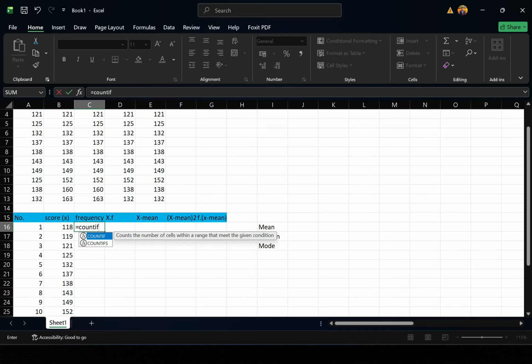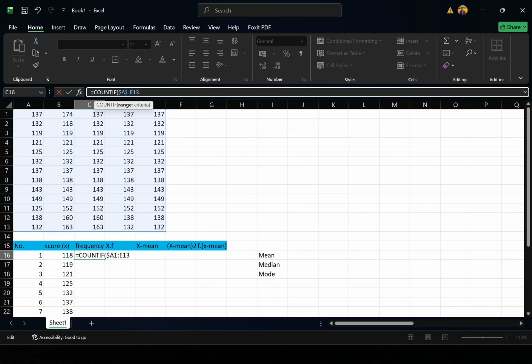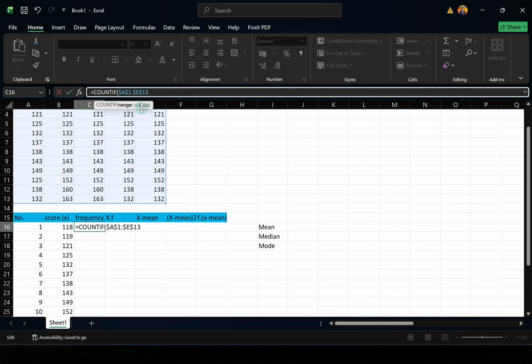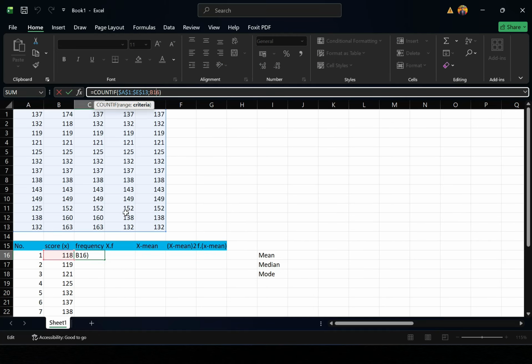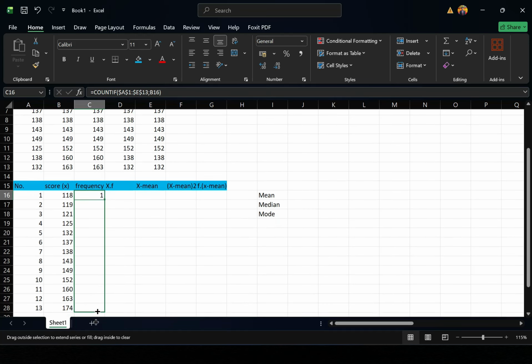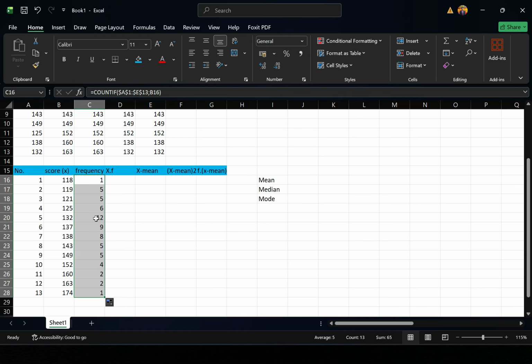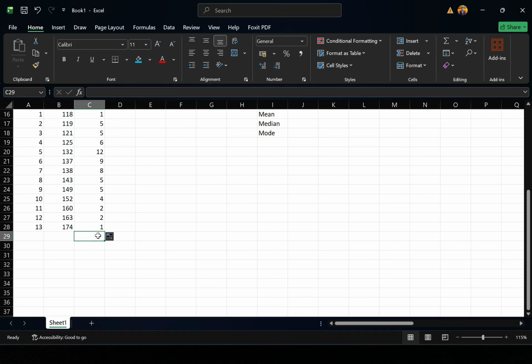First thing that we're going to do is find the frequency by typing COUNTIF. We have to select the range, every score, and then we have to use the $ sign so that it doesn't go anywhere if we drag it below us. And for the criteria, just select the score. After this, we can use SUM to find the total of the frequency.